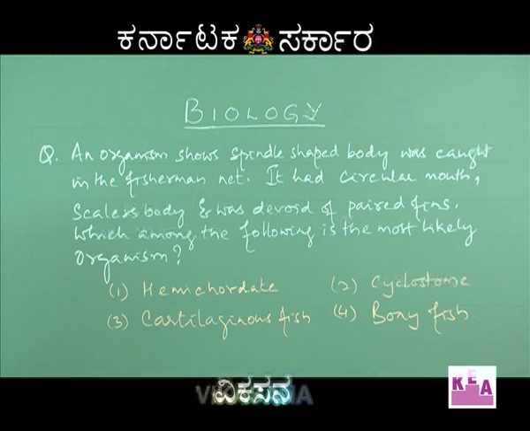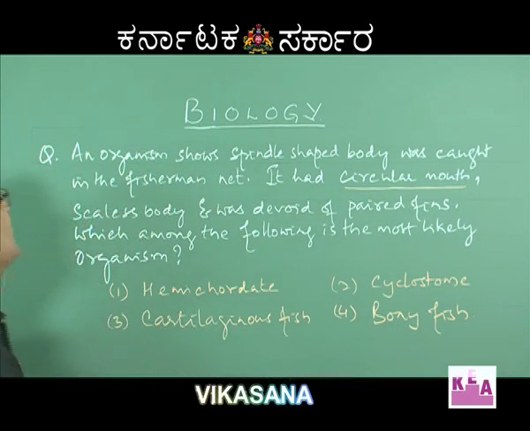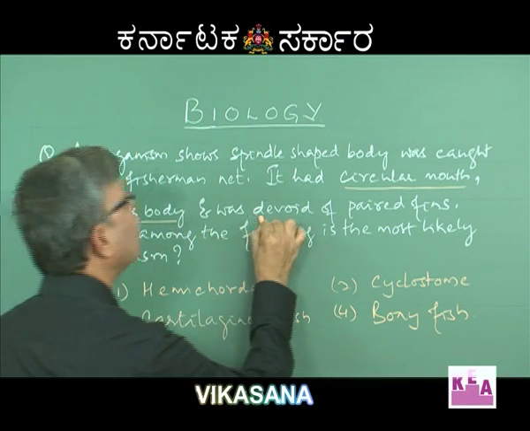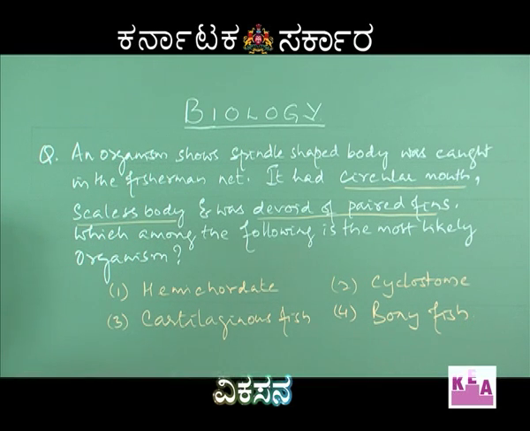The question is, an organism showing a spindle-shaped body was caught in the fisherman's net. It had a circular mouth, important, a scaleless body, and was devoid of paired fins. Which among the following is the most likely organism?